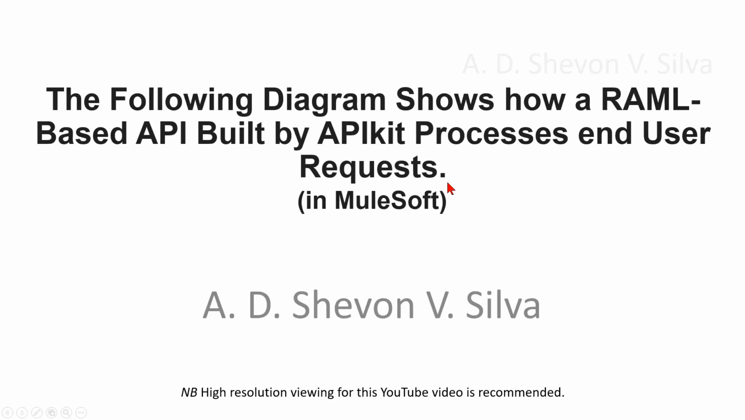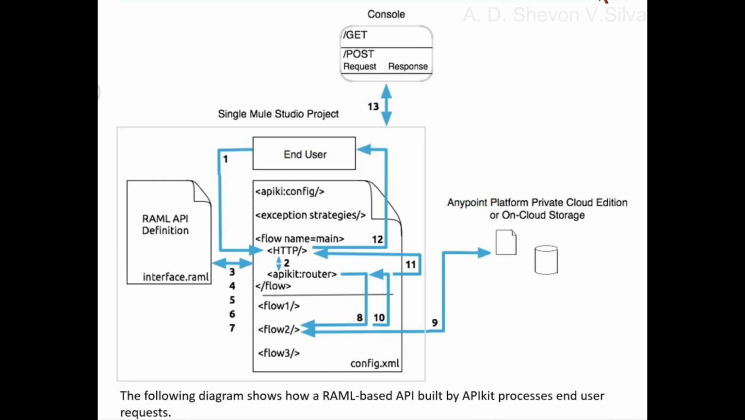Diagram shows how a RAML-based API built by APIkit processes end user requests. Here you can see how APIkit works with RAML. The following diagram shows how a RAML-based API built by APIkit processes end user requests.